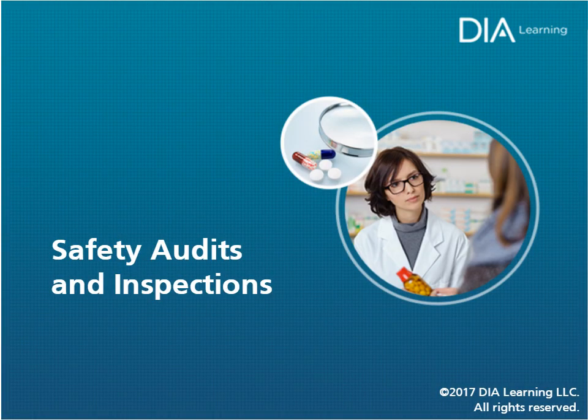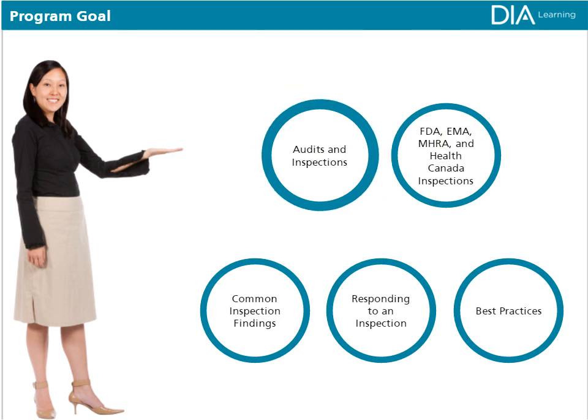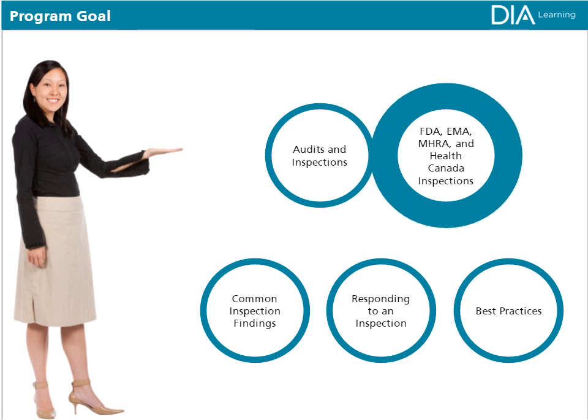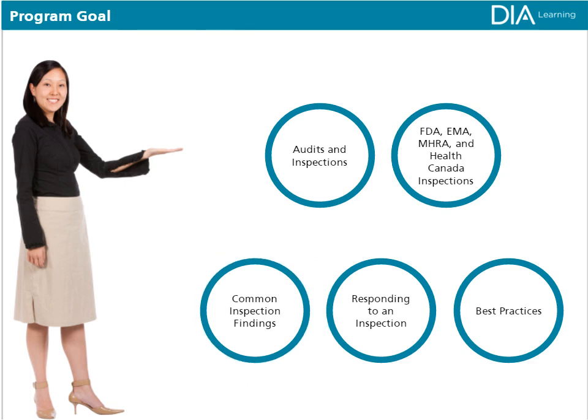The Drug Safety e-learning program rounds out with a module on safety audits and inspections. The Safety Audits and Inspections module provides an introduction to audits and inspections as part of pharmacovigilance. This module provides information about audits and inspections, with specific focus on the U.S. Food and Drug Administration, the FDA, European Medicines Agency, EMA, the UK's Medicines and Healthcare Products Regulatory Agency, or MHRA, and Health Canada inspections. The module also discusses common inspection findings, how companies should respond to an inspection, and best practices for managing safety audits and inspections.